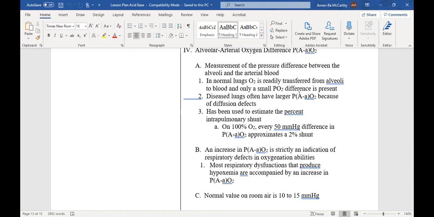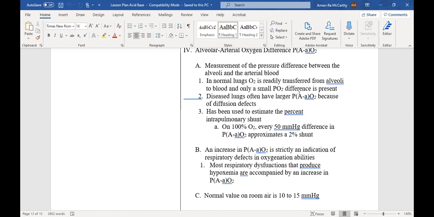And they still have a difference. It's like you're pumping them with pure oxygen and it's still not getting across. That is how they can estimate how bad your shunt is, because for every 50 millimeters of mercury difference in the Aa gradient, it approximates a 2% shunt. This is why they're on 100%. You can't do this if they're on anything less than 100%.